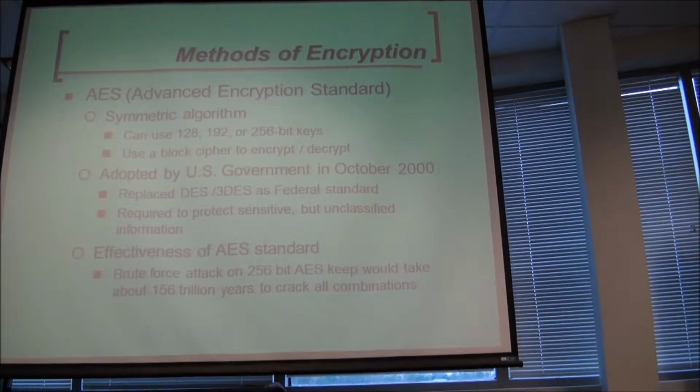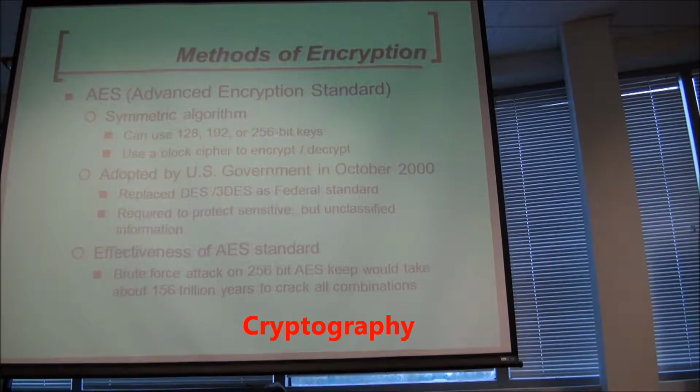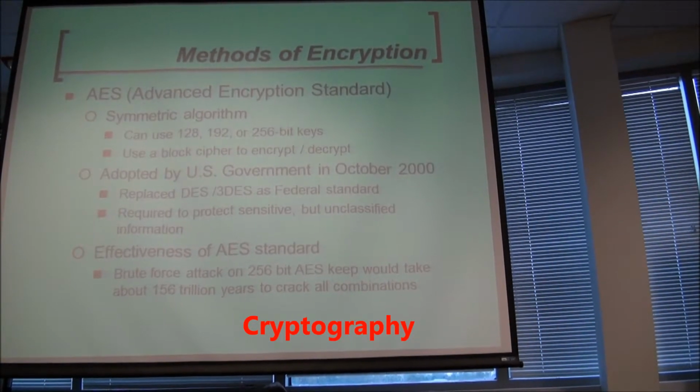The standard is AES 256, so that tends to just fall off the planet there. AES replaced both DES and triple DES as the federal standard. A 256-bit AES key would take 156 trillion years to crack all possible combinations. That is literally an astronomical number.